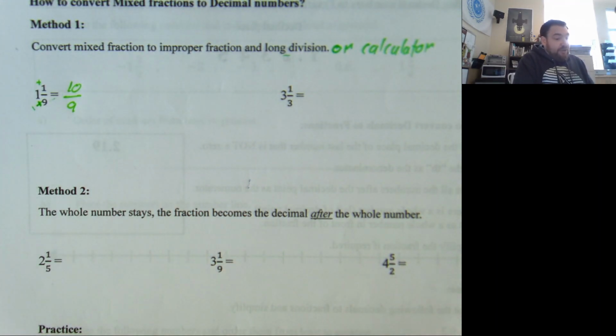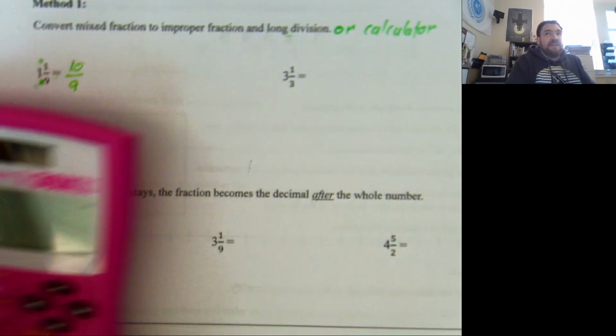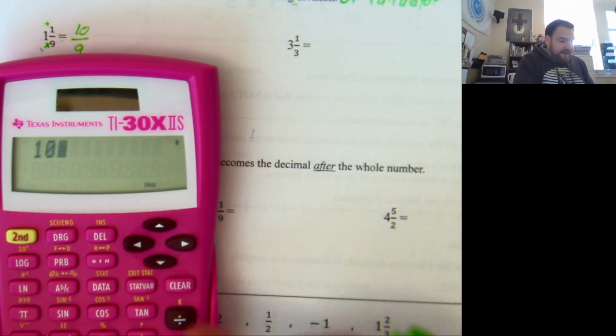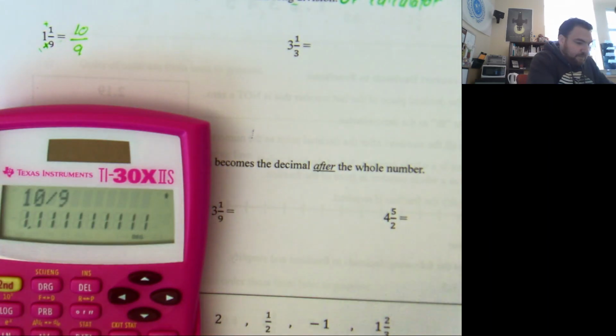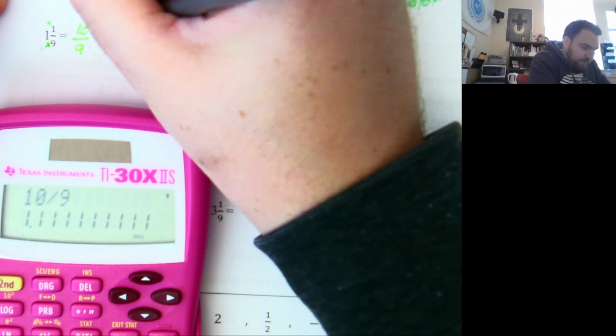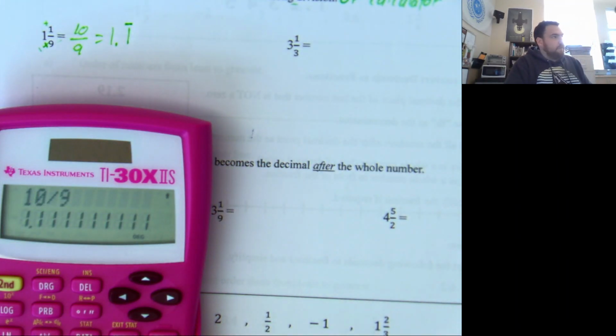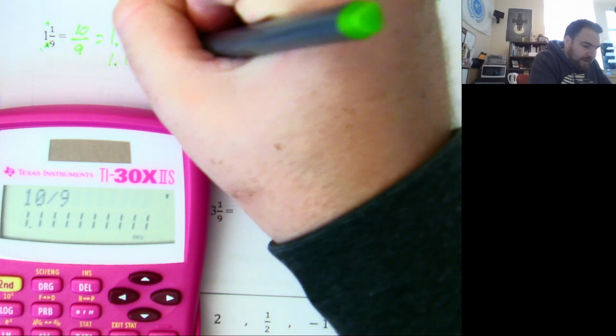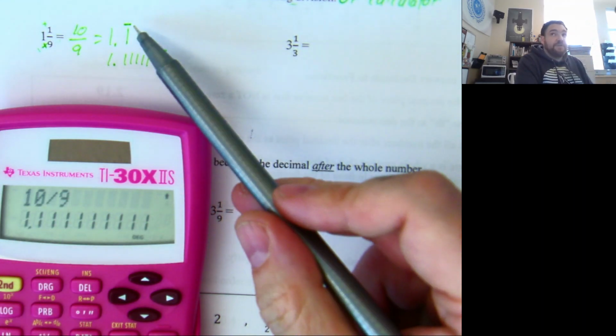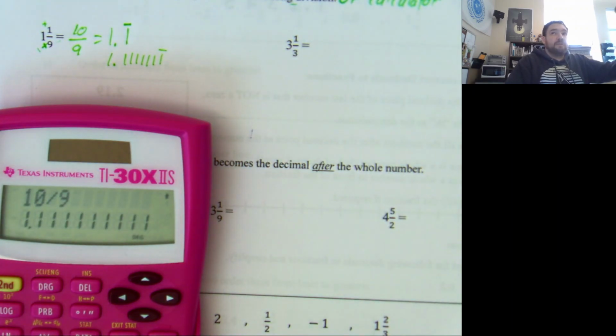And now you can take this and punch it in your calculator. What's 10 ninths? Well, that's just 10 divided by 9. It's always numerator over denominator. Well, that's going to be 1.1 repeating. Or you can write it as 1.111111. That's what this symbol means for those of you who may never have seen it before.